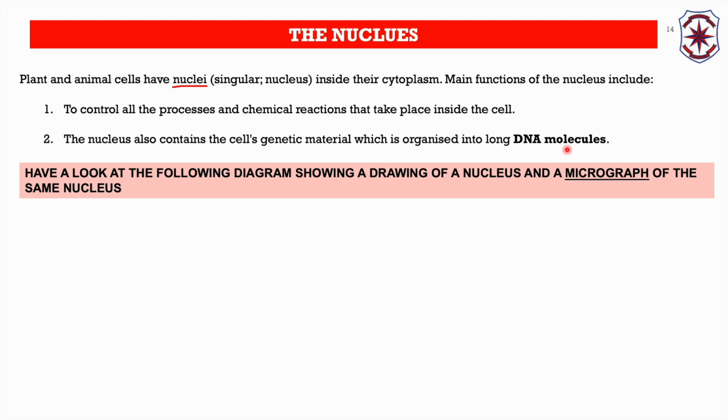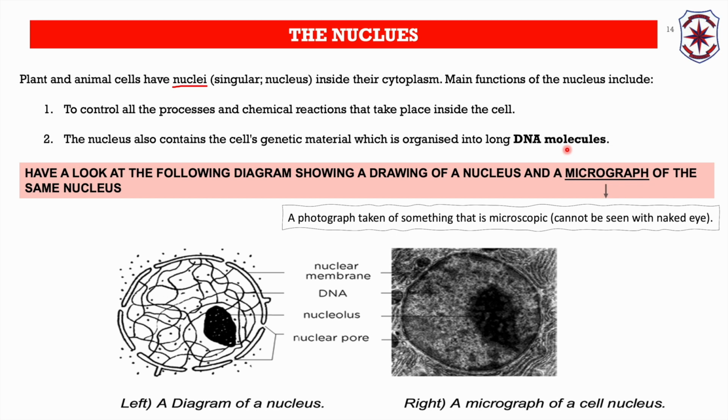Now, let's have a look at the following diagram. Here we have a micrograph. A micrograph is a photograph of microscopic images. So this is what a nucleus looks like under a microscope. Magnified under a microscope, this is what the nucleus looks like. A micrograph is a photograph that is taken of a magnification through a microscope.